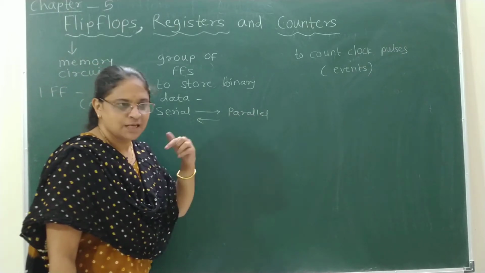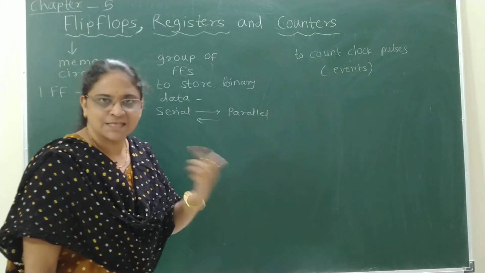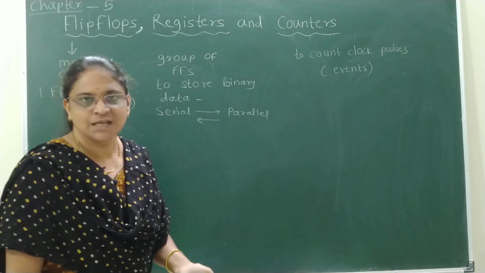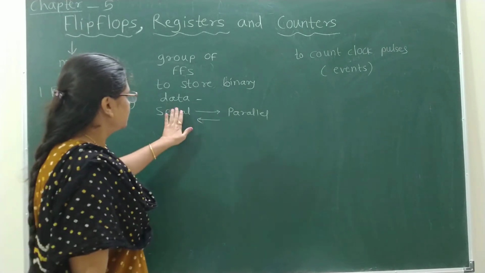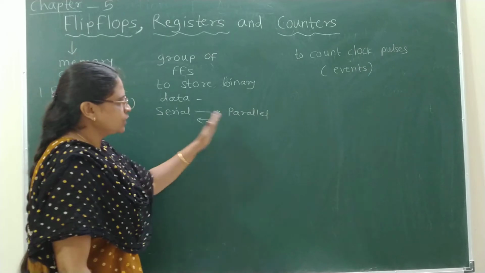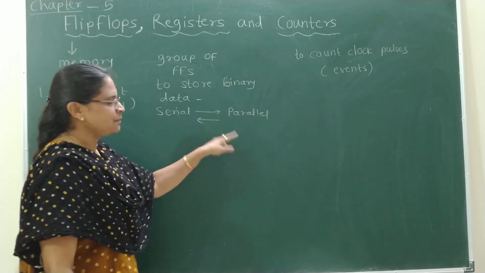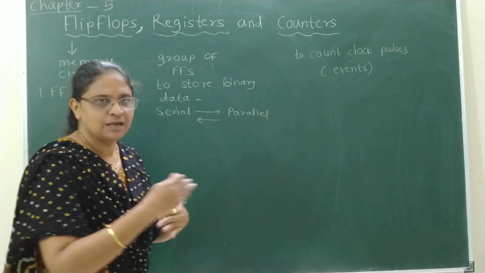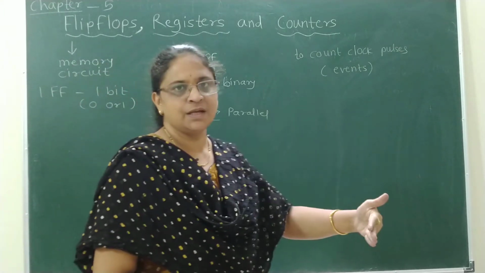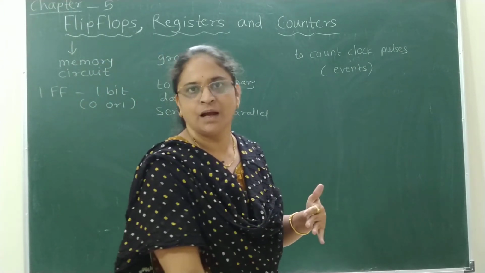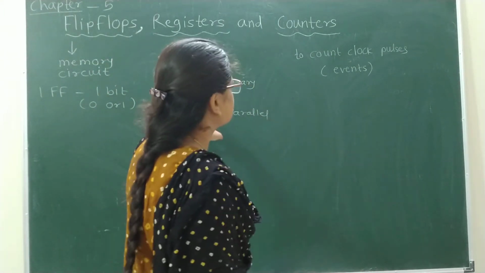That is also known as serial in, parallel out (SIPO), serial in, serial out (SISO). Like that, we can change the input-output methods from serial to parallel, parallel to serial. So it is data conversion from serial inputting to parallel outputting. So that is about the register part.